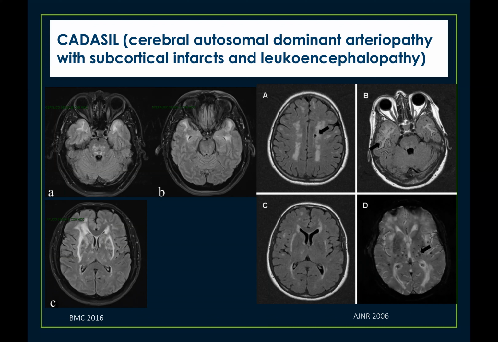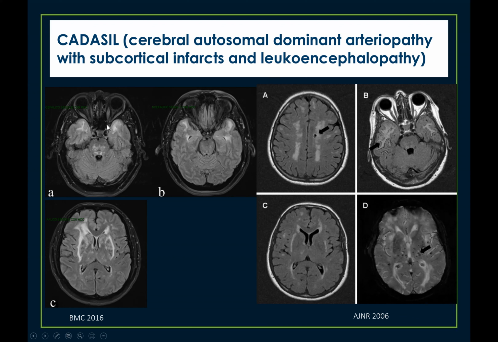CADASIL is one of the white matter diseases which may present with migraines, but usually you also have cognitive problems, psychiatric problems, and it is an autosomal dominant disease, therefore with a strong family history. It's a true arteriopathy with subcortical infarcts, as we can see here in the centrum semiovale on the left side, a thalamic infarct on the right side, and the distribution of white matter disease is usually very typical.